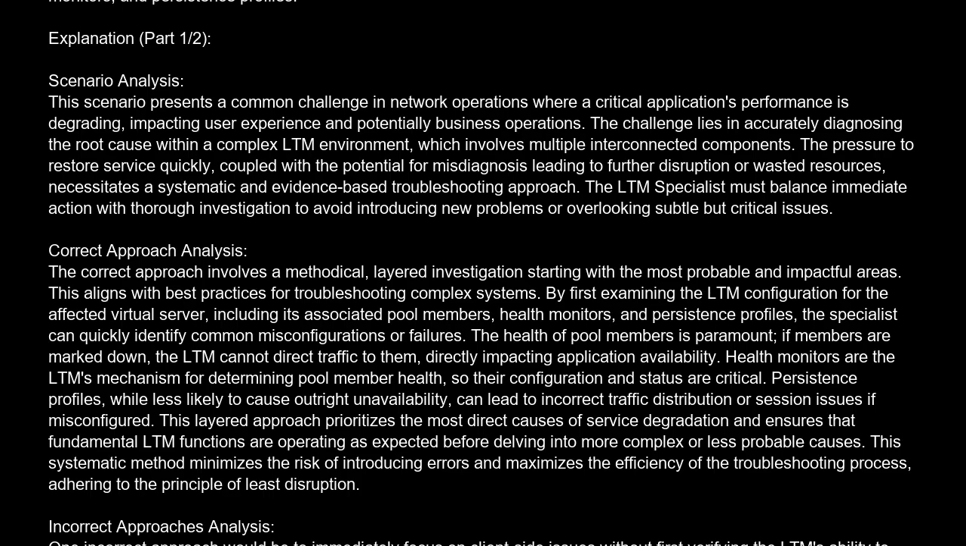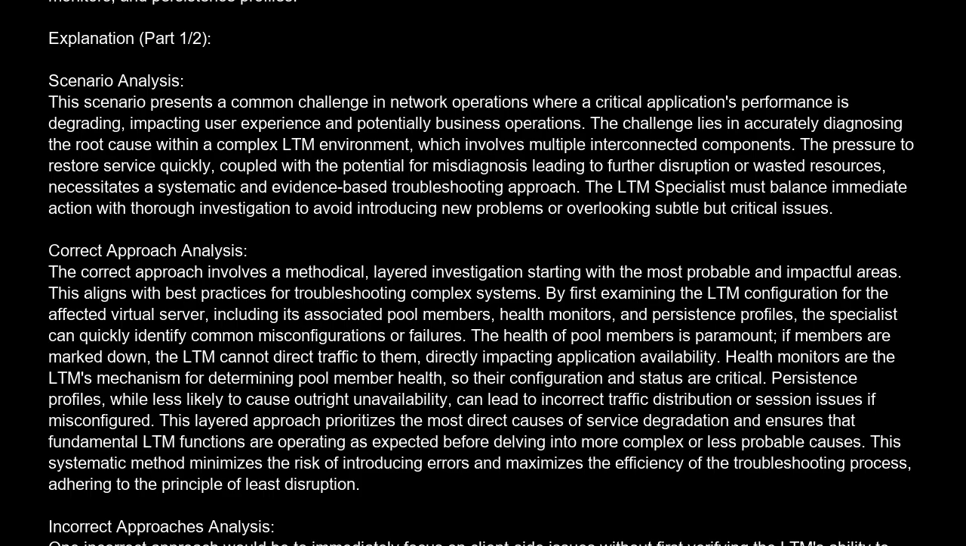The LTM specialist must balance immediate action with thorough investigation to avoid introducing new problems or overlooking subtle but critical issues. Correct approach analysis. The correct approach involves a methodical, layered investigation starting with the most probable and impactful areas. This aligns with best practices for troubleshooting complex systems. By first examining the LTM configuration for the affected virtual server, including its associated pool members, health monitors, and persistence profiles, the specialist can quickly identify common misconfigurations or failures.